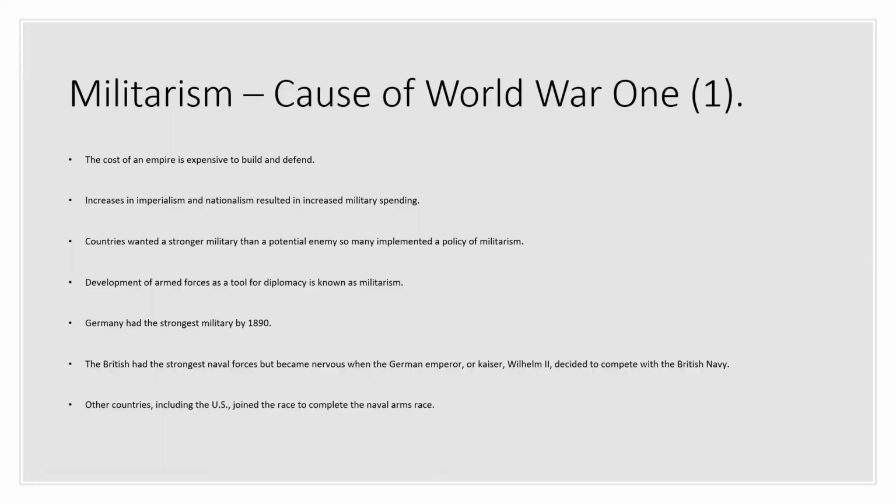So the cost of an empire is expensive to build and defend. Increases in imperialism and nationalism resulted in increased military spending, and countries wanted a stronger military than their potential enemies or competition. So many implemented a policy of militarism. The development of armed forces as a tool for diplomacy is known as militarism. Now, Germany had the strongest military by 1890, but the British had the strongest naval forces. However, the British became nervous when the German Emperor, or Kaiser, Wilhelm II, decided to compete with the British Navy and build up the German Navy as well. Other countries, including the United States, also joined the naval arms race.